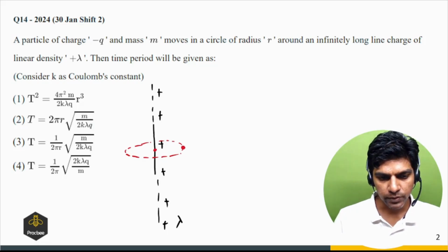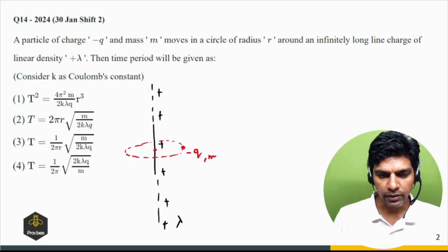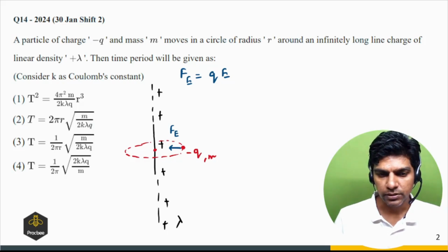So if I show the negatively charged particle minus q, which is having a mass m, it will feel an attractive force which is toward the center of the circle, and this Fe will be given as the charge times the electric field by the infinite line charge. Now what is the formula of electric field by line charge? It is lambda upon 2 pi epsilon naught times r. So it will be q lambda upon 2 pi epsilon naught times the radius of the circular path.